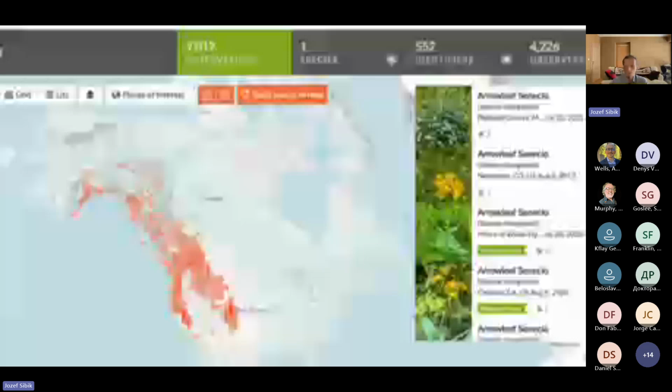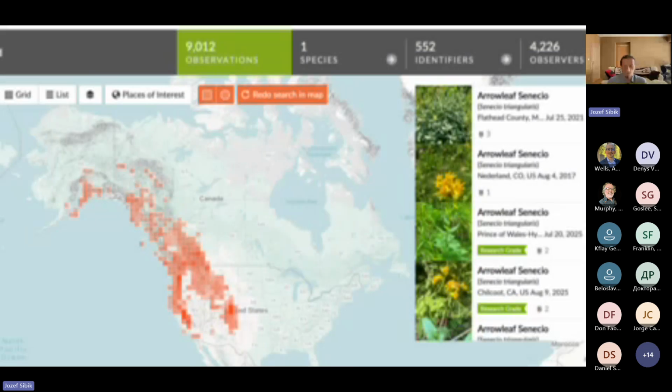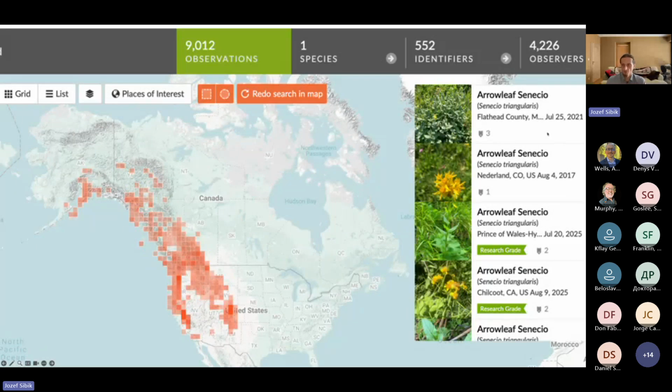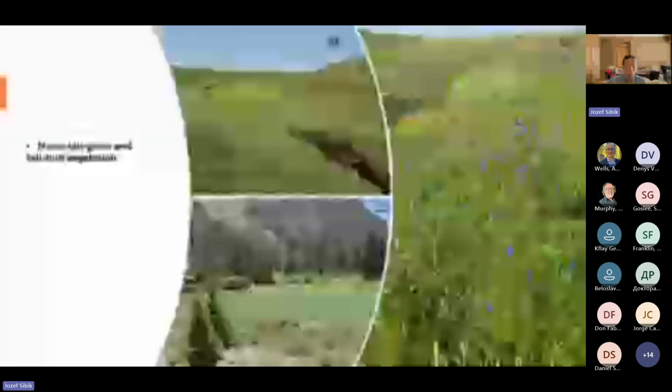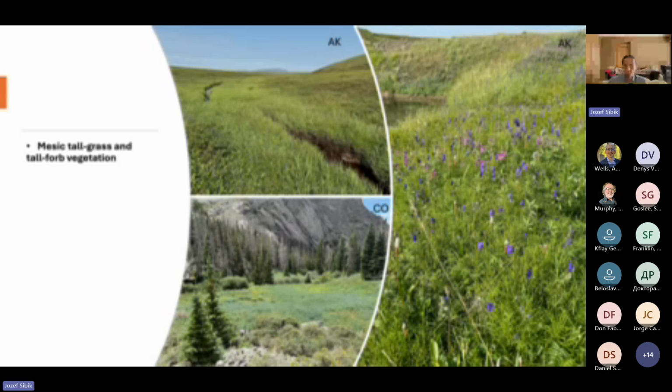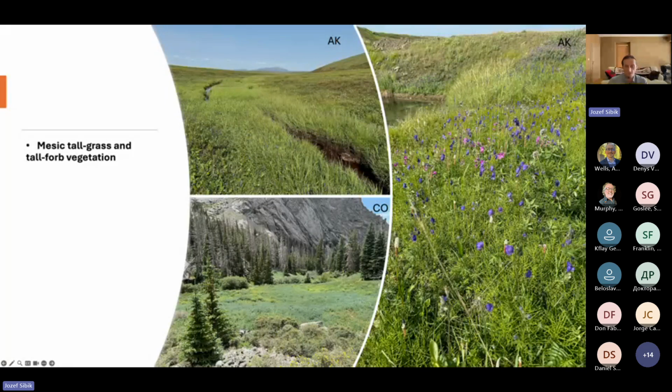When choosing the name, of course, we are trying to select some taxon that is broadly distributed through most of the area. So this is just a suggestion, Senecio triangularis, but the name can be chosen any. So here are some pictures from Alaska and Colorado, how the equivalent of Mulgedio-Aconitetea plant communities look like in North America.